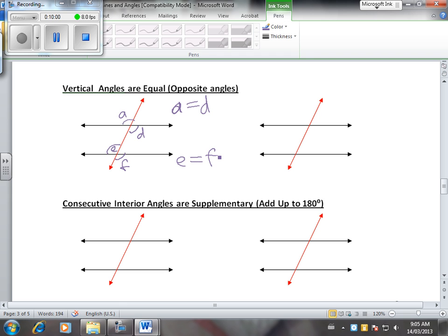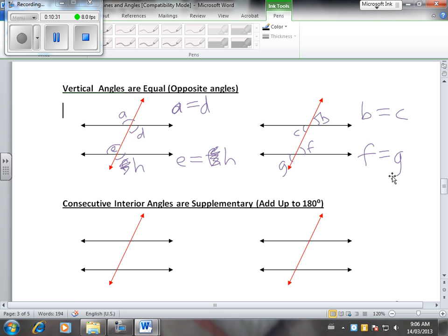Of course, those are the ones that are running left to right, but we can go from right to left too. So we have B and C are equal because they are vertical angles. And then we have F and G. And sorry, this should have been H. So F equals G.